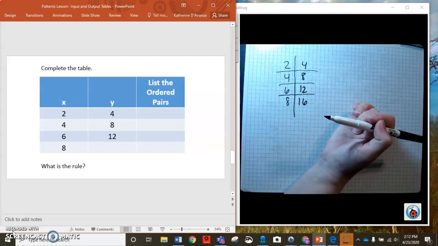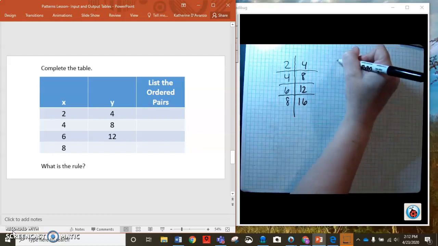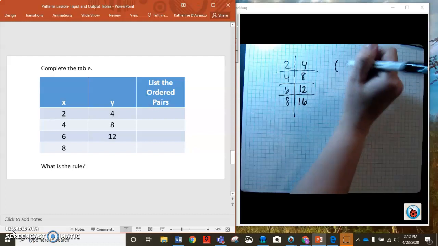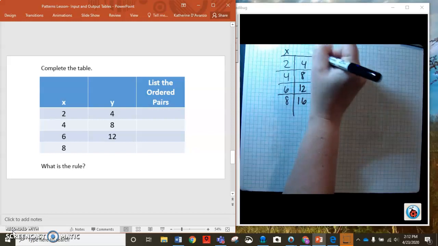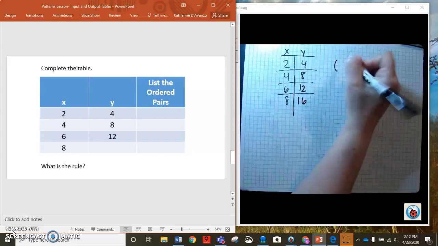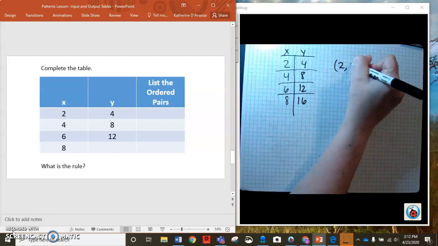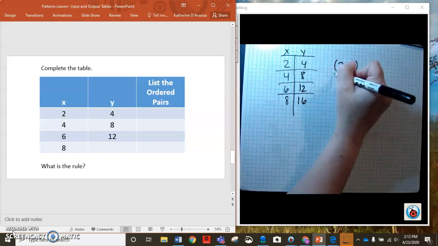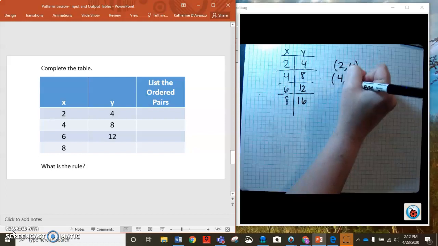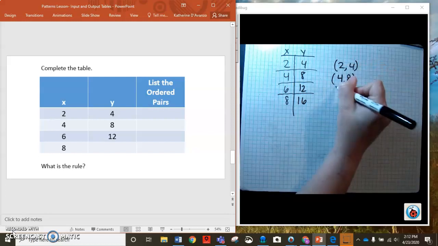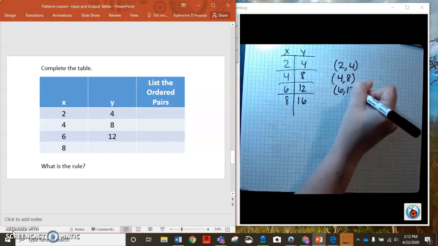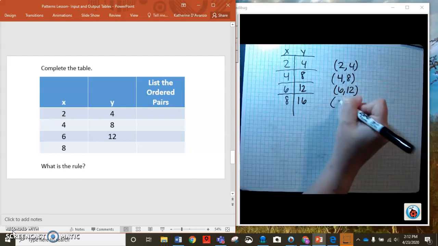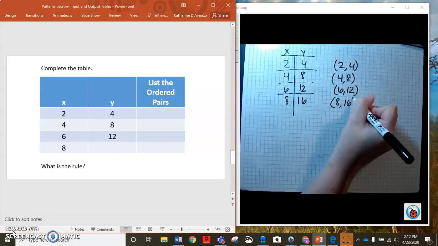Okay, then our ordered pairs, if these are the x values and these are the y values, we would list them as (2, 4) with parentheses around them. Our next ordered pair would be (4, 8), then (6, 12), and (8, 16).